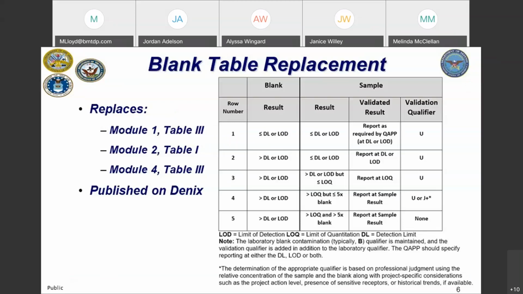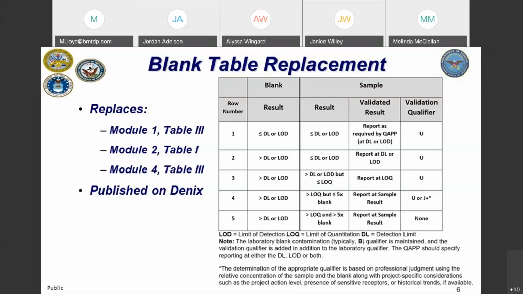So I wanted to bring this to everyone's attention. This was published earlier this week. We have revised the blank qualification table. This table that you can see here is available on Denix. It's the first thing under documents on the right-hand side when you open up the home page. It's also available under the documents page.